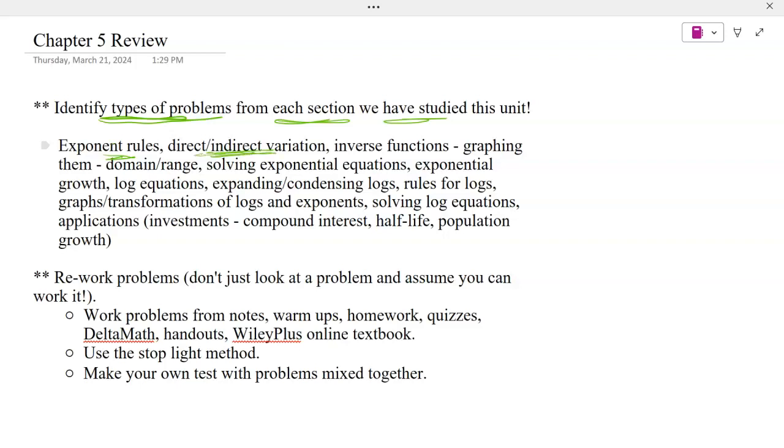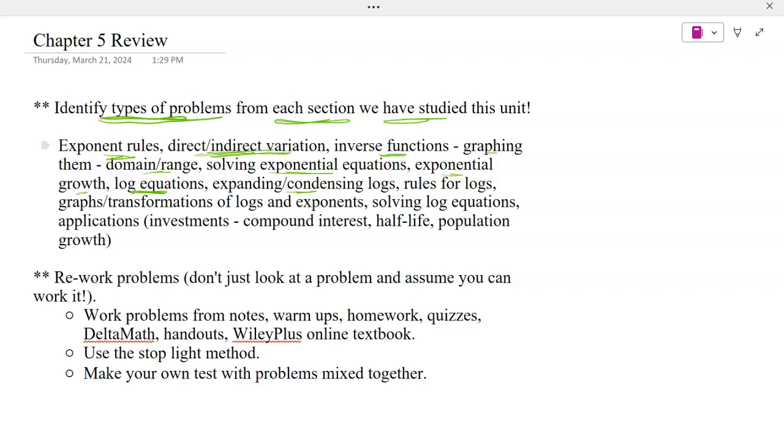The whole reason we did this was that it built up for when we just talked about applications with half-life and with population growth. We saw those come back using that constant of variation. We also talked about inverse functions, graphing them, and also the domain and range. We talked about solving exponential equations, and it may be down a little bit later, but we also solve log equations as well. We talked about exponential growth.